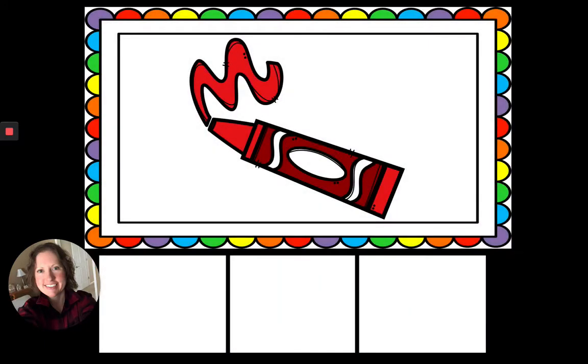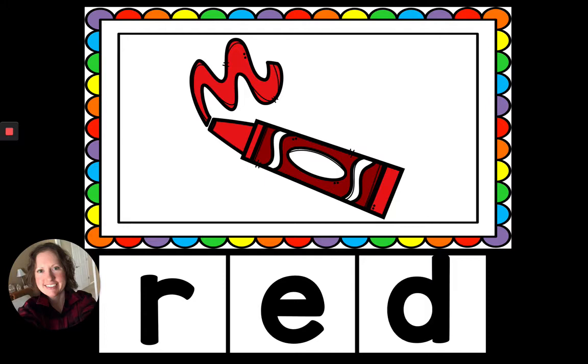This is a crayon that is the color red. Let's break down the sounds we hear in red. R, eh, d. Now let's put the letters that would make those sounds. R, eh, d. Red, red.